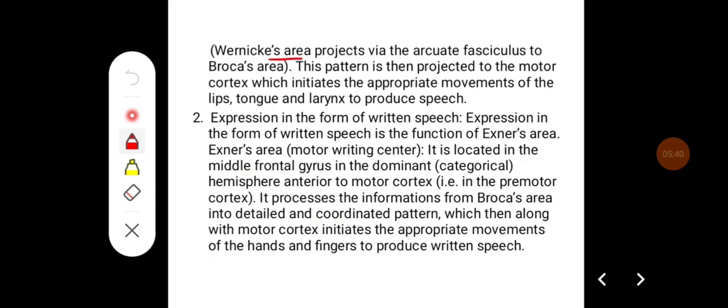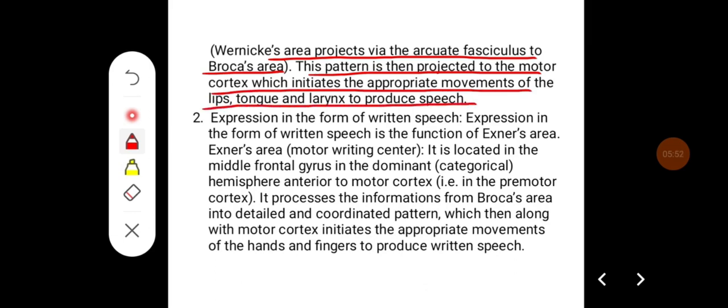Wernicke's area projects via arcuate fasciculus to Broca's area. This pattern is then projected to the motor cortex, which initiates the appropriate movements of the lips, tongue, and larynx to produce speech.